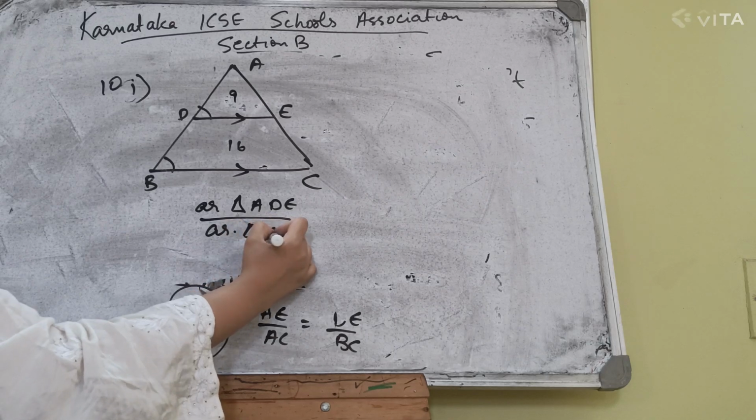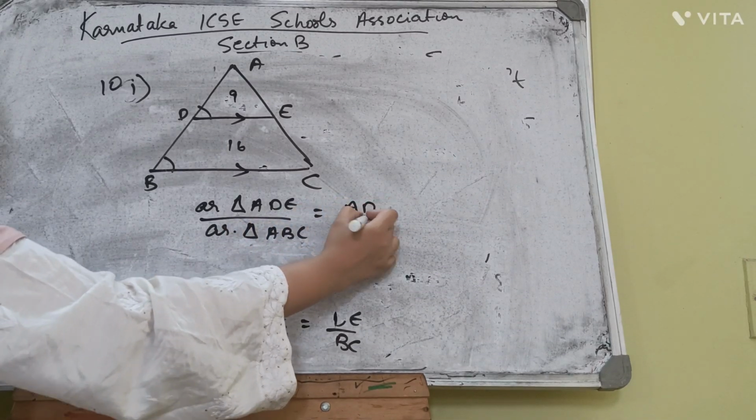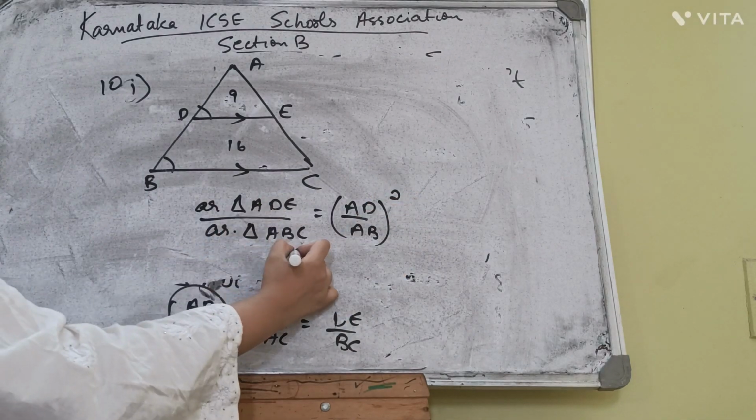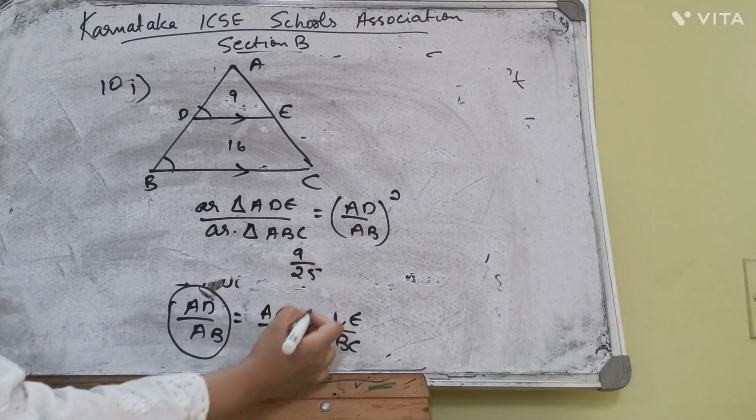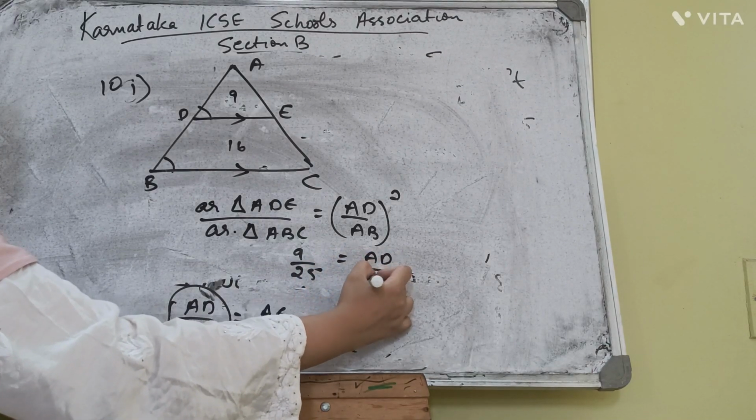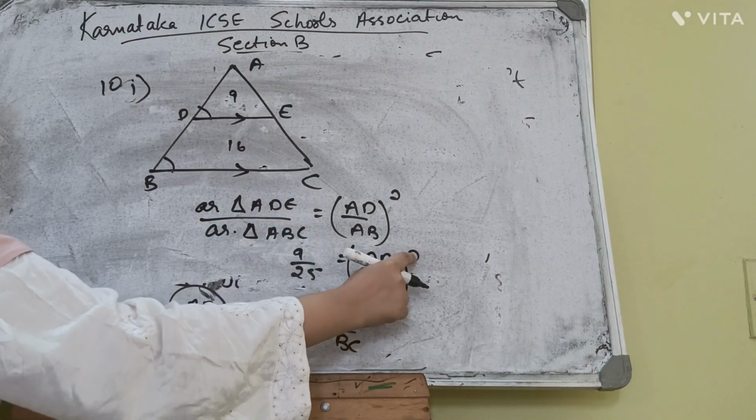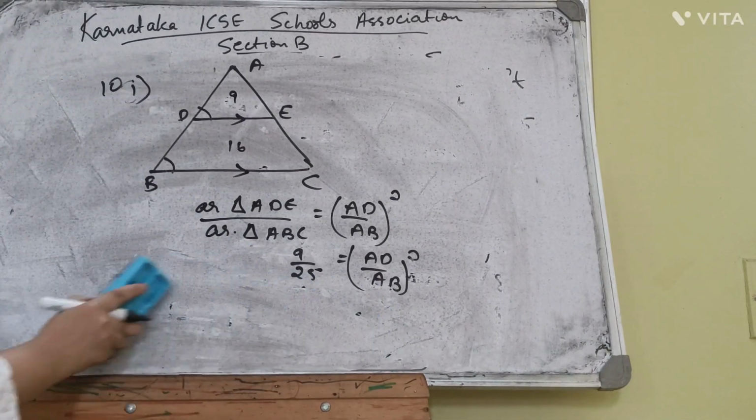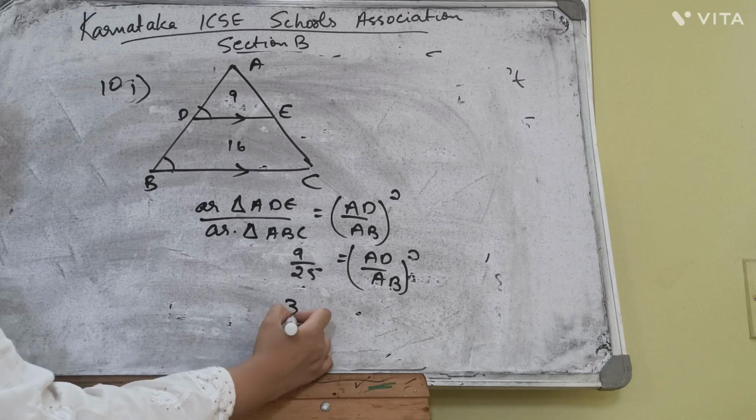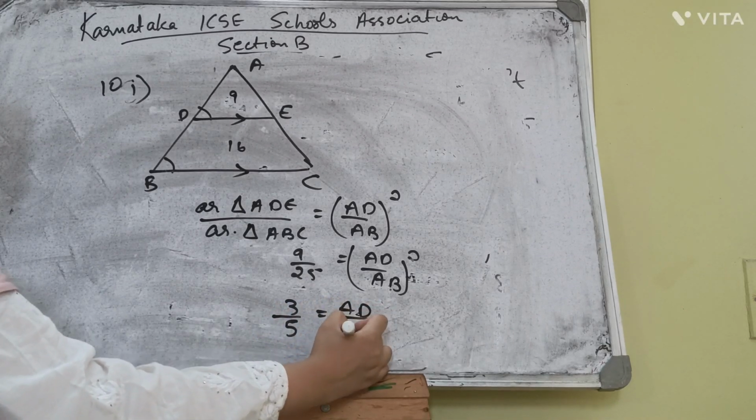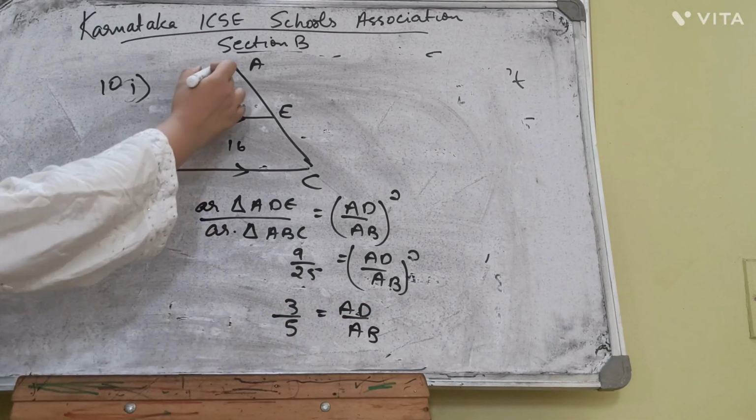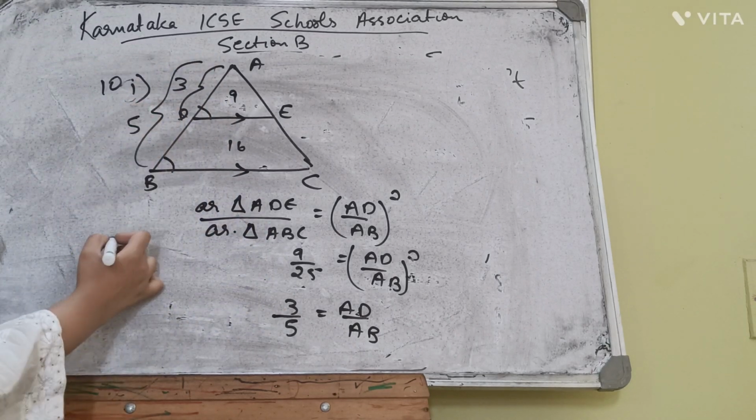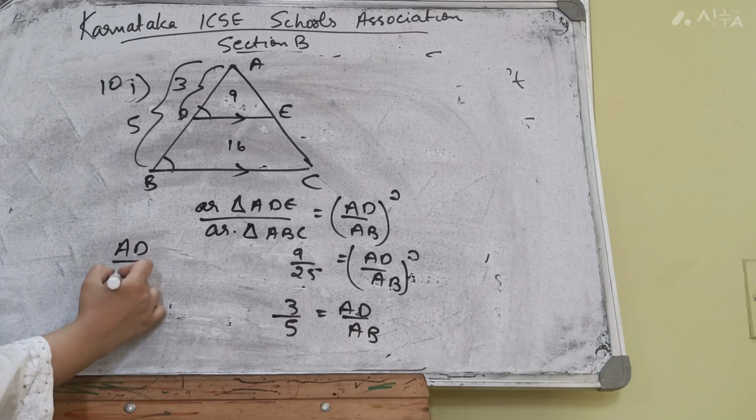So area of triangle ADE by area of triangle ABC will be AD by AB the whole square. ADE area we know is 9. ABC we found out as 25, which is equal to AD by AB square. Remove the square and put a square root here, and you will get this as 3 is to 5. So 3 is for AD and the whole AB is 5.